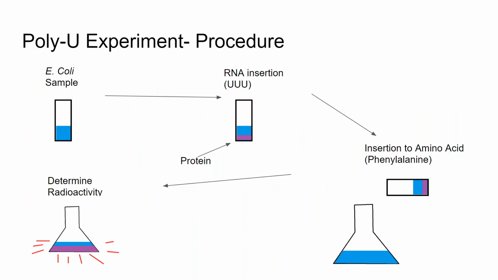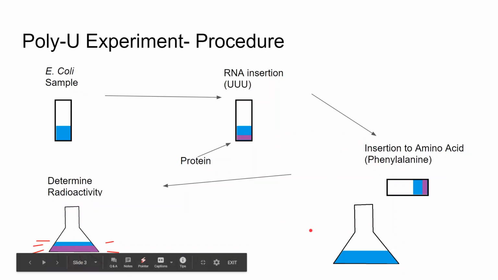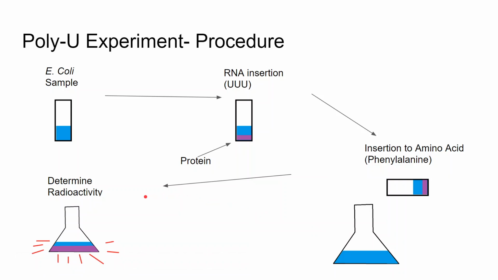This here is a graphic to explain the poly-U experiment. There's an E. coli sample in which the RNA insertion creates a protein, which then would be inserted into the amino acid and then determined for radioactivity. The most famous experiment was done with the poly-U chain, which created a protein that when inserted into phenylalanine would become radioactive.